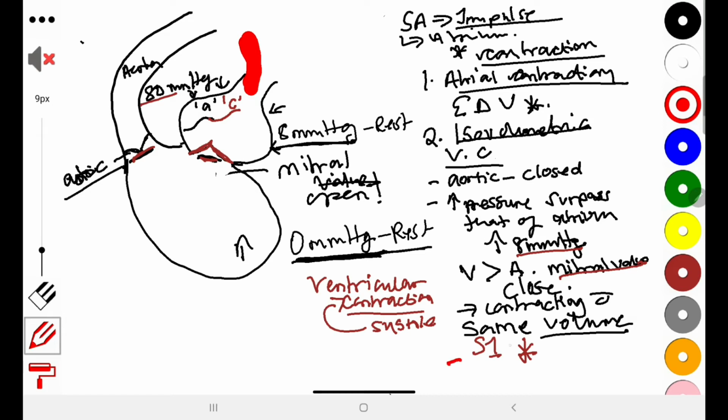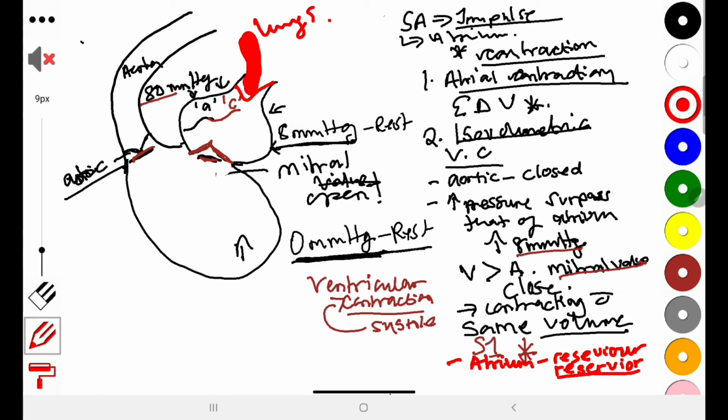Finally, I want us to also note that the atrium is acting as a reservoir. And why is it acting as a reservoir? It's because it is still receiving blood from the lungs. And because it is receiving blood from the lungs, it is just acting as this container, which is known as a reservoir.